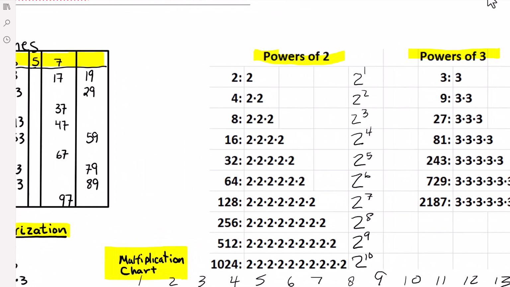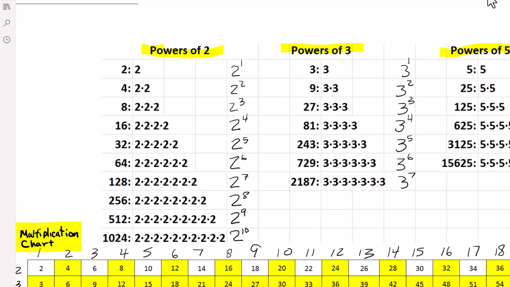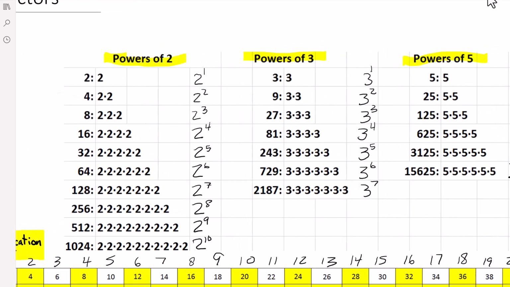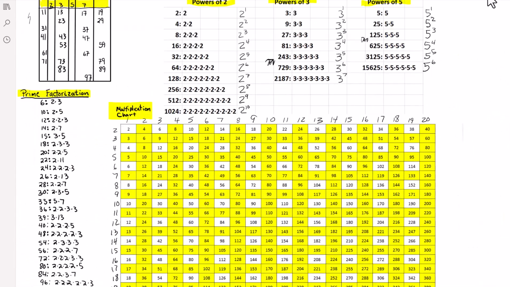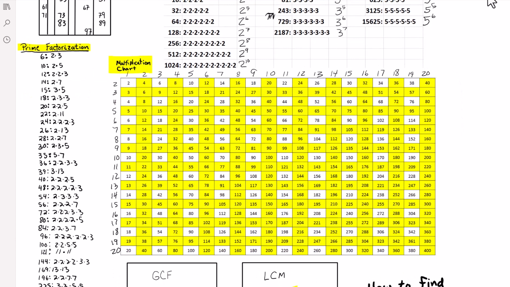Then, if you're somebody who memorizes easily, knowing the powers of 2 will sometimes come in handy. And here's a list up to 2 to the 10th. Powers of 3 will come in handy, usually up to right here. Powers of 5, usually right here. Okay, and then I've got a multiplication chart up to the 20s.